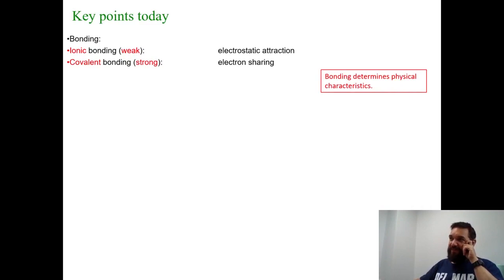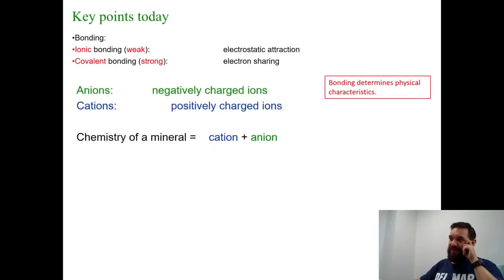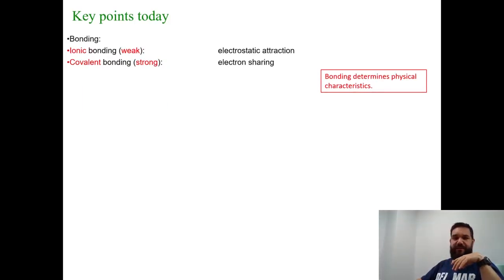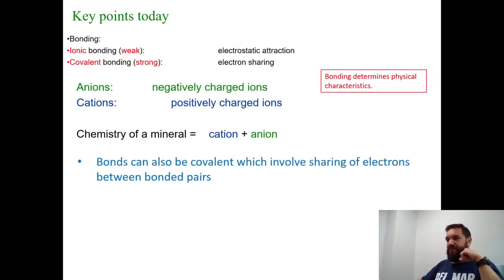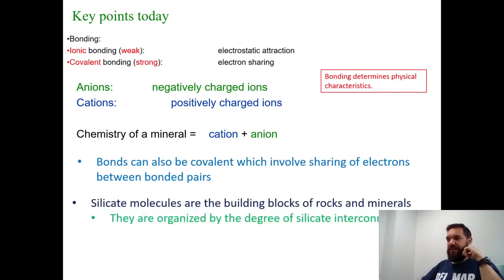There are some key points: ionic bonding and covalent bonding. Ionic bonding is by electrostatic attraction, covalent bonding is by electron sharing. Anions are negatively charged particles. Cations are positively charged particles. The chemistry of a mineral is always a cation plus an anion in the case of ionic bonds. Bonds can also be covalent, involving sharing of electrons between bonded pairs. Silicate molecules are the building blocks of rocks and minerals. They are organized by the degree of silicate interconnectedness. And that's all she wrote.